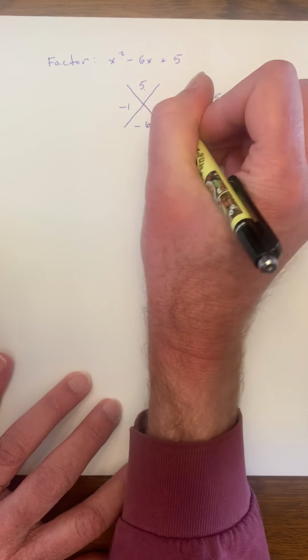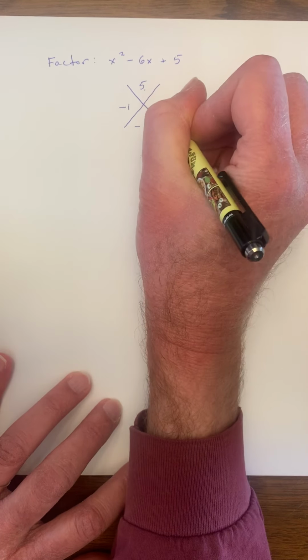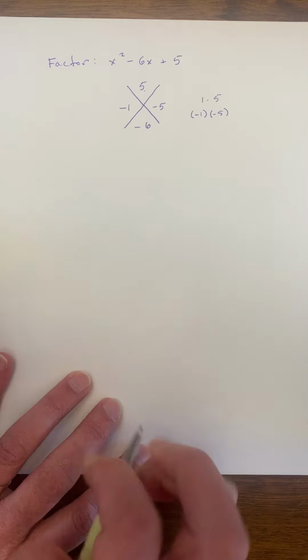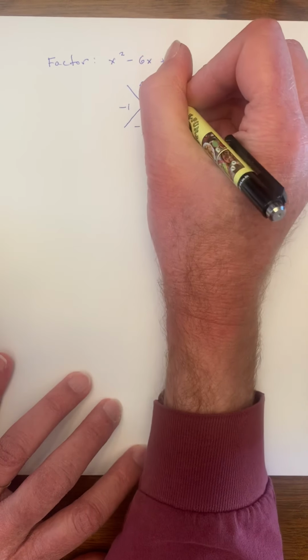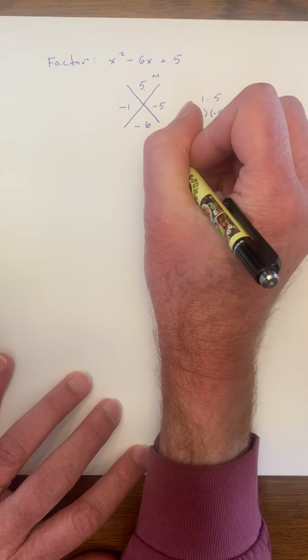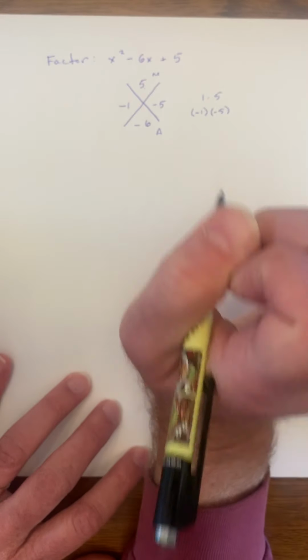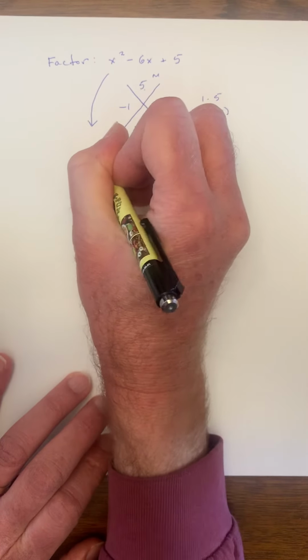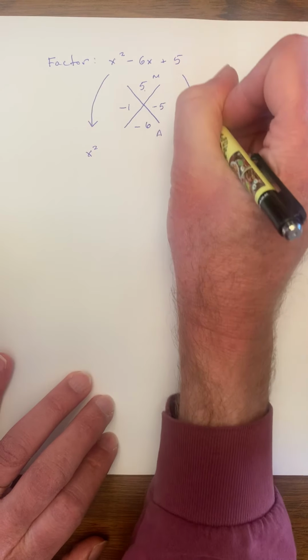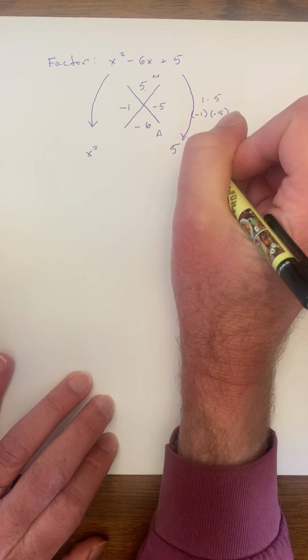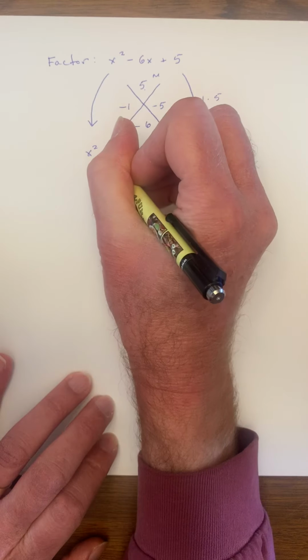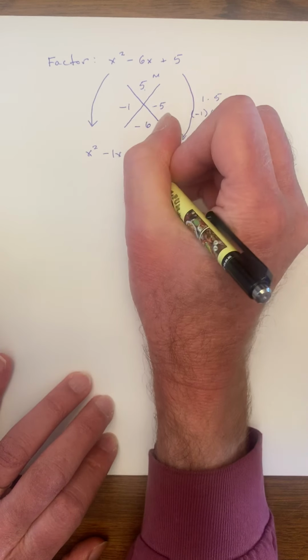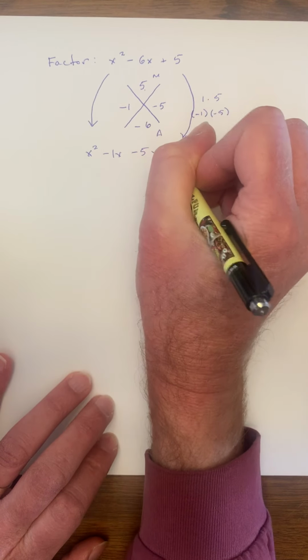I'm going to put a -1 there, and I'm going to put a -5 there. So I've completed my x. Remember, it multiplies to make this and adds to make that. So now I'm going to do my system. I bring the x squared down there, and I bring the 5 right there. Then I write minus 1x and minus 5x.